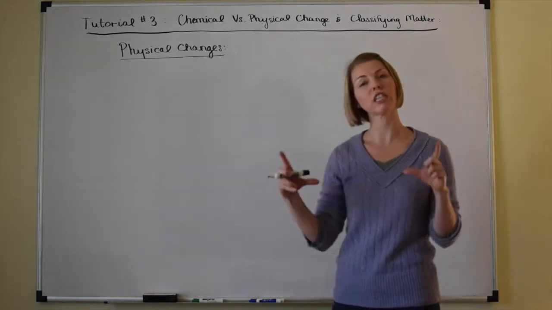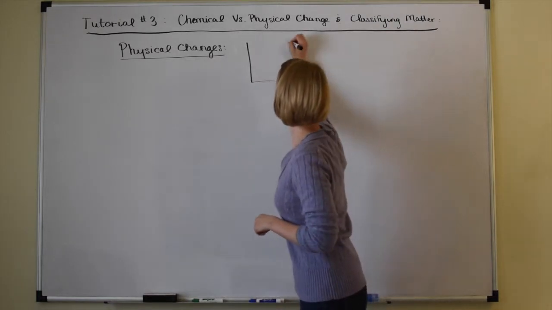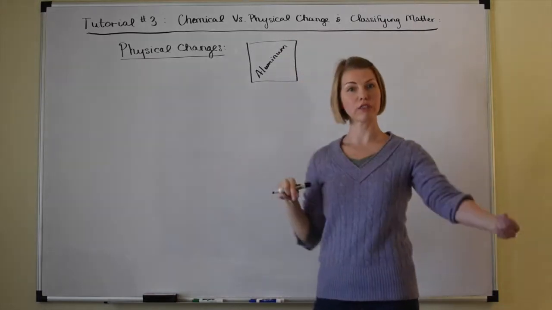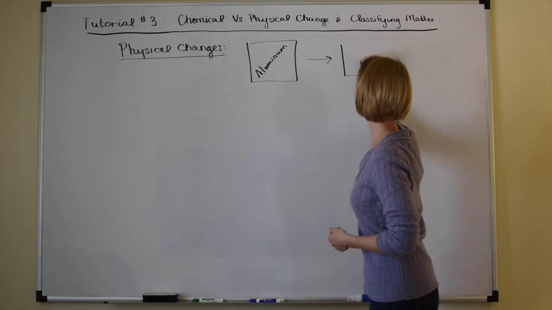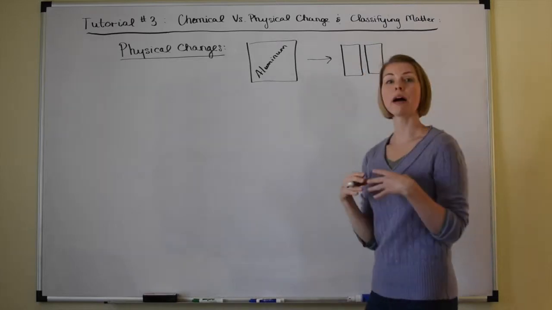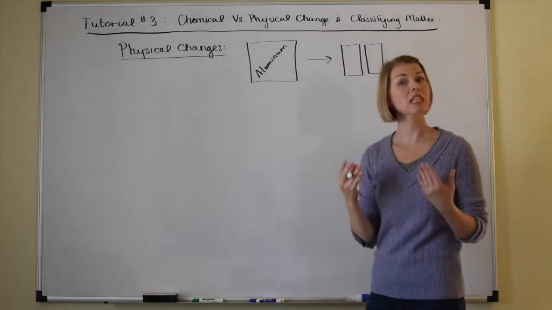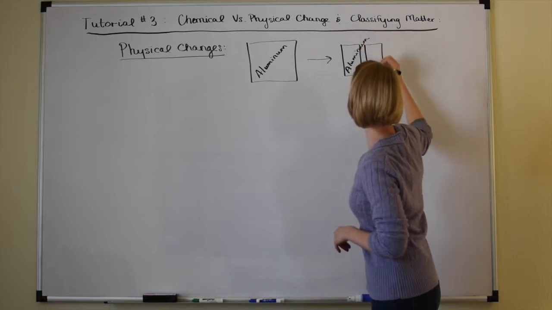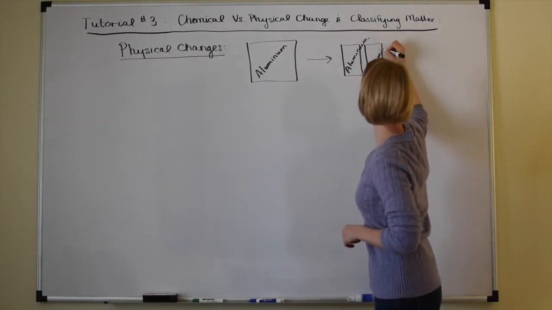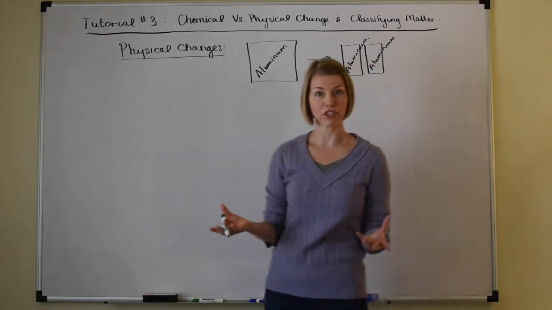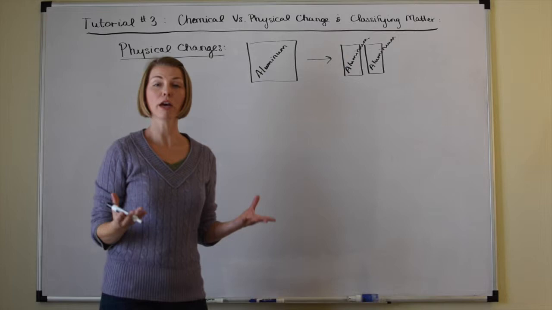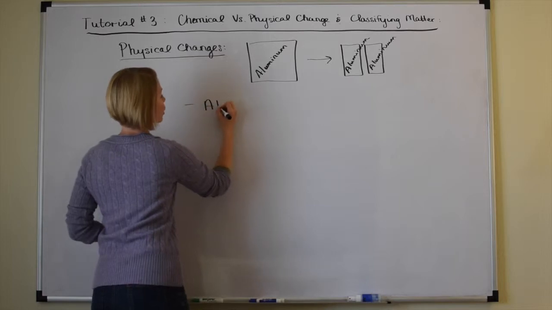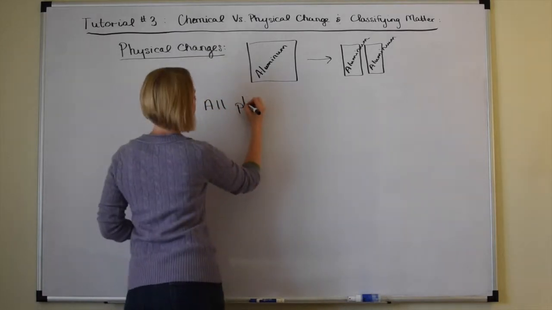So let's say that we had a sheet of aluminum foil, and we tore that sheet of aluminum foil in half. So now we have 2 smaller sheets, but the identity of the substance is still the same. It's still aluminum foil. So that would just be a physical change. The identity of the substance has not been changed. All phase changes, this is a very important note, are just physical changes.